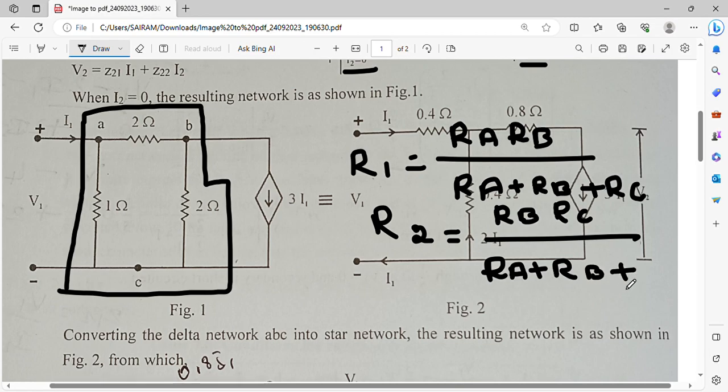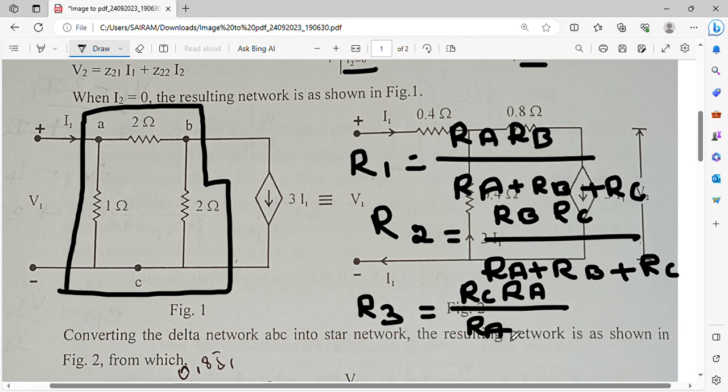Yes. So after writing this, I'll give you some time to take a screenshot, because I'm going to erase this, since I want the diagram that is there on the PDF, right? So what is R3? Here R3 is nothing but RC RA whole divided by RA plus RB plus RC. So this is one important thing for you.